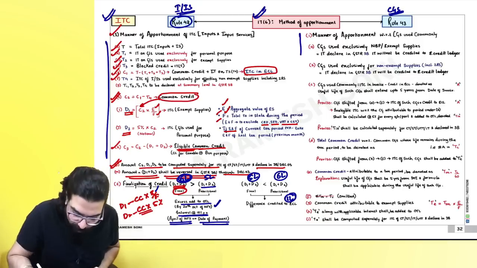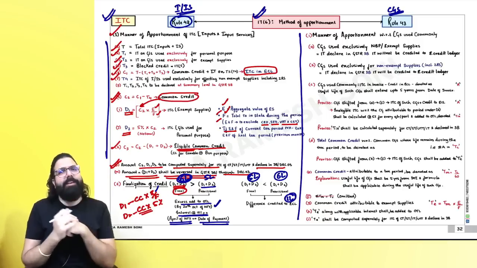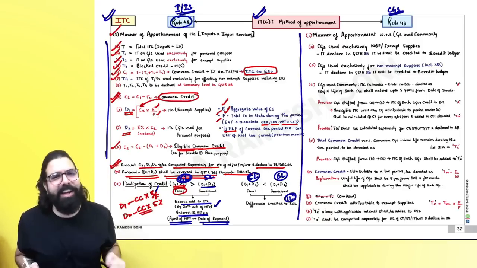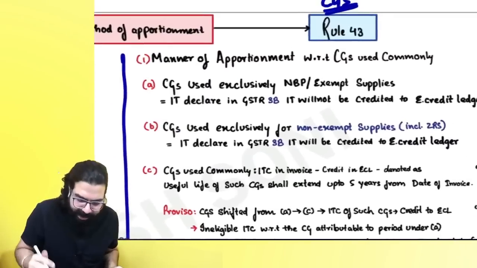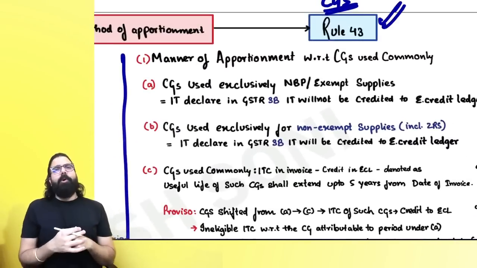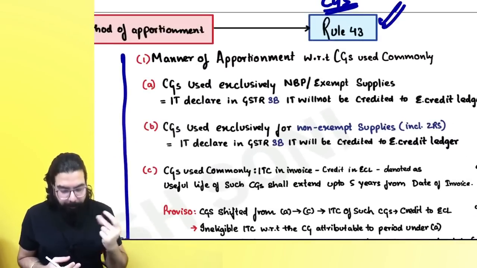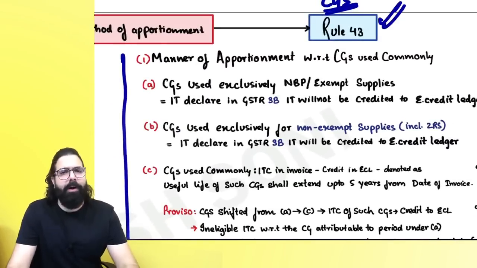Now, everyone, let's go to the next one. The next one talks about rule number 43. Rule number 43 is nothing other than your apportionment with respect to your capital goods. Please come to rule number 43 now.